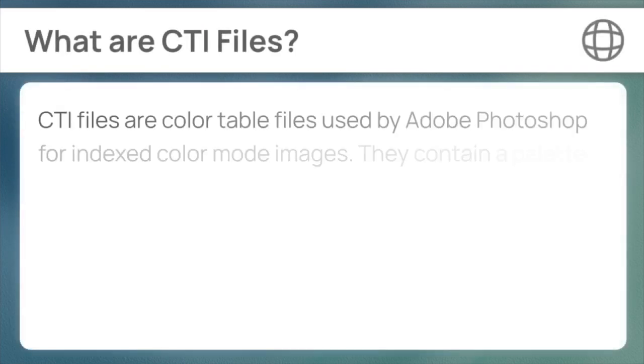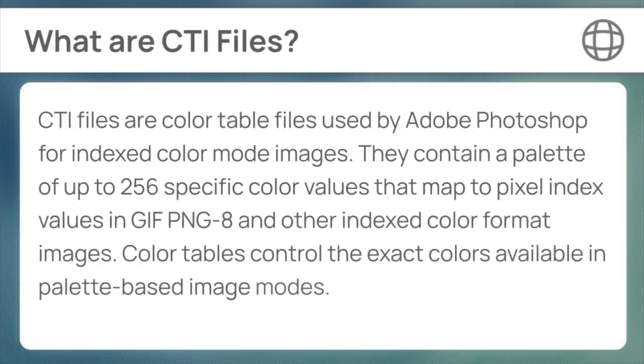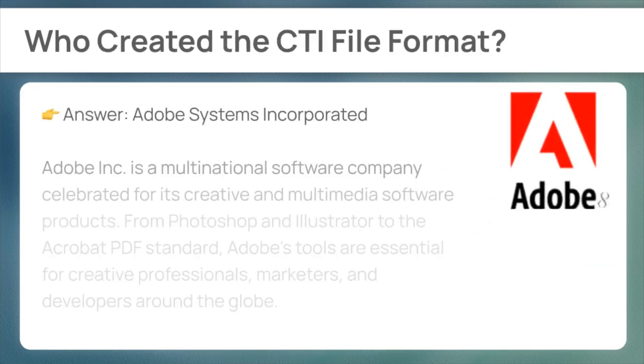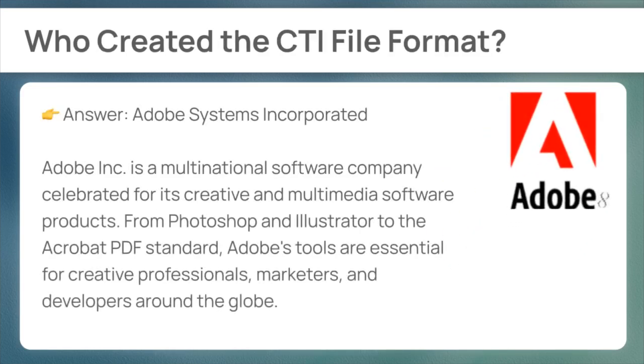CTI files are color table files used by Adobe Photoshop for indexed color mode images. They contain a palette of up to 256 specific color values that map to pixel index values in GIF, PNG-8, and other indexed color format images. Color tables control the exact colors available in palette-based image modes.